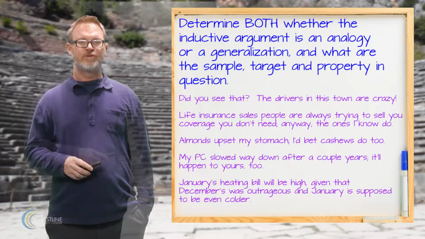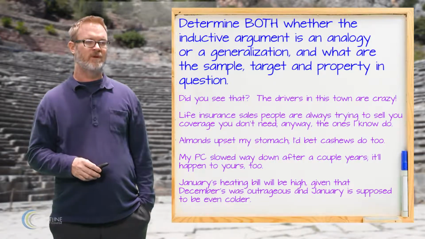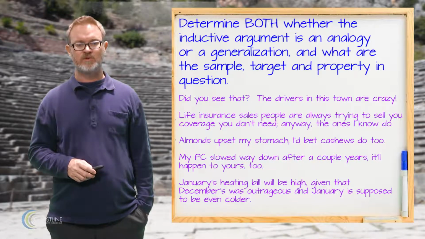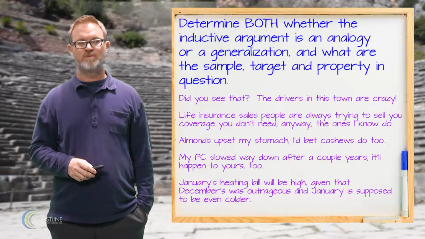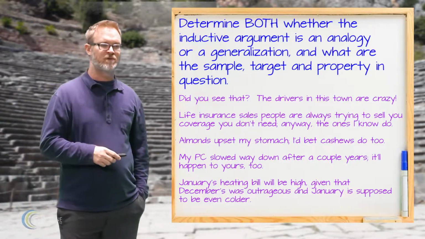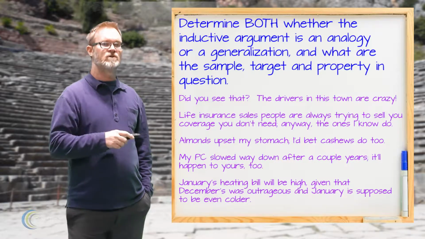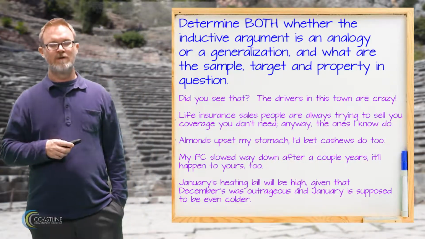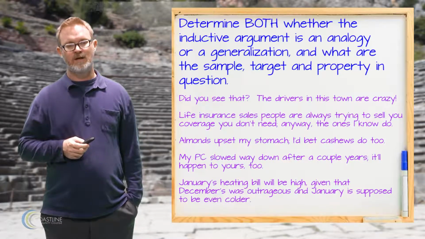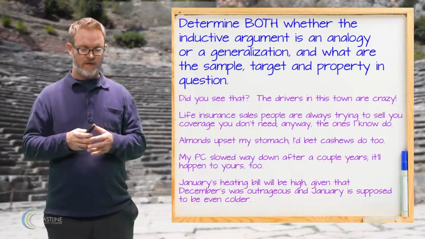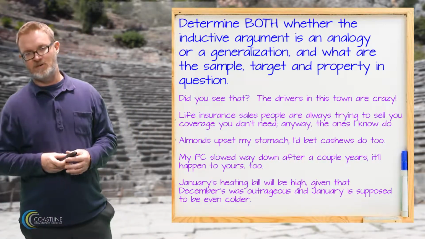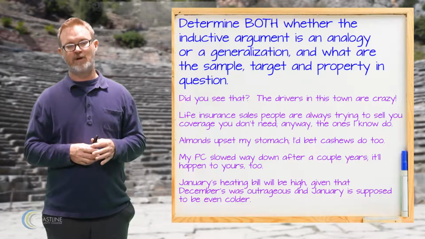Okay. So for our last example then, we have this example here. It says January's heating bill will be high given that December's was outrageous and January is supposed to be even colder. Right? So here we're making a comparison between how things went in December to how things will go in January. So our sample here is December, and our target is January. And you can see that because the sample and target are these separate months essentially, that we have an analogy. We have an analogy between December and January, right?